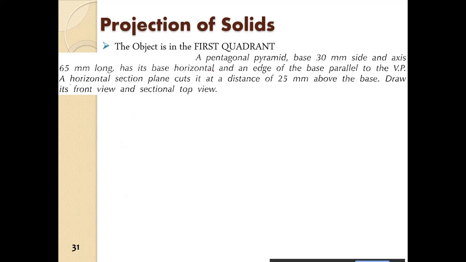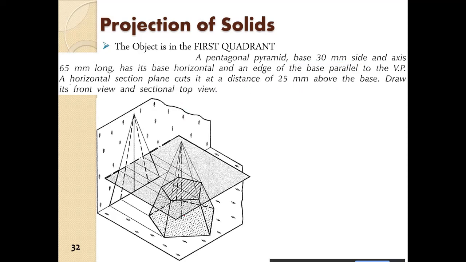So we have a pentagonal pyramid now. So base is 30 mm side and axis is 65 mm long and has its base horizontal, and an edge of the base parallel to the VP. A horizontal section plane cuts it at a distance of 25 mm above the base. Draw its front view and sectional top view. Alright, so this is the prism. So pentagonal pyramid, sorry, not prism, pentagonal pyramid.